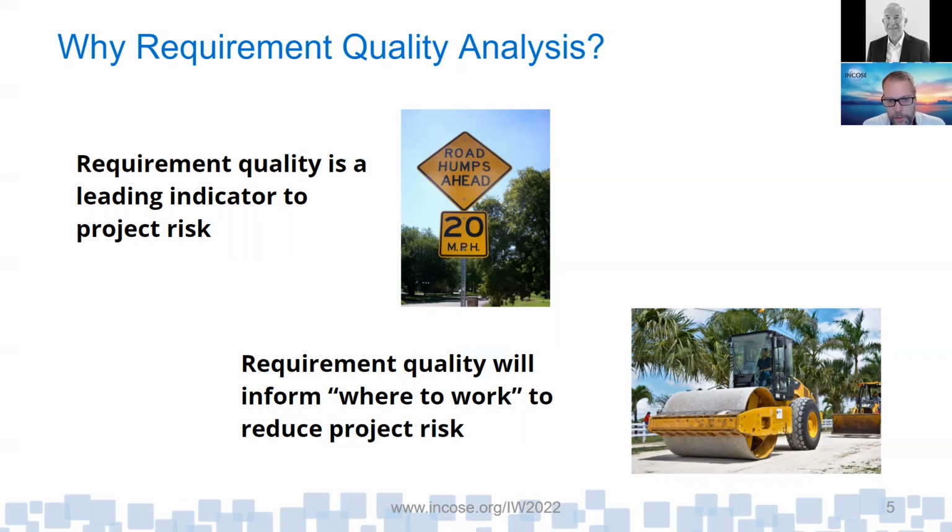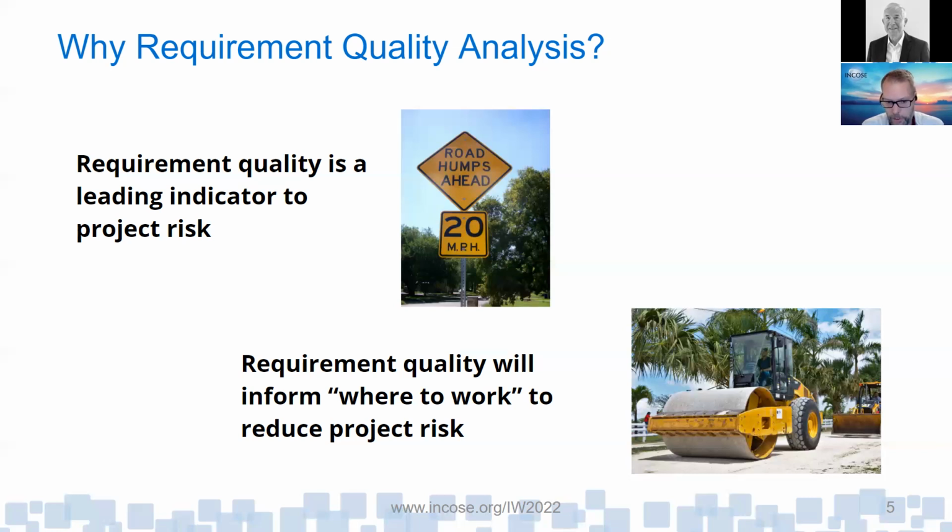We can basically know that, hey, if we continue this journey or drive down this road, it's going to be pretty bumpy. So then we have a good opportunity there to actually try to smooth the road before we get too far. So having a good requirement quality metric, especially if you have it broken down into a set of metrics, can also really inform you where to work.